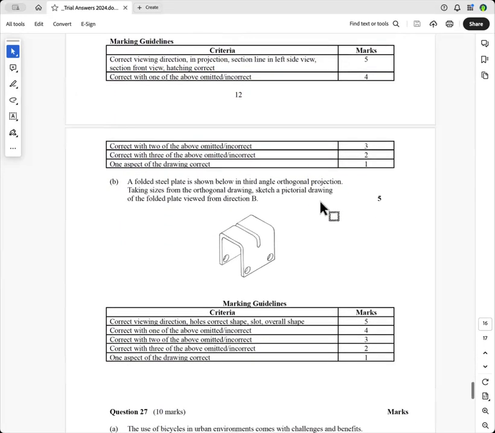This is a pictorial drawing, and you can use freehand if you like, because it's a sketch, or you can use instruments to draw this. I only teach isometric, I don't teach oblique, but you can do any pictorial drawings, but make sure the circles are correctly orientated.